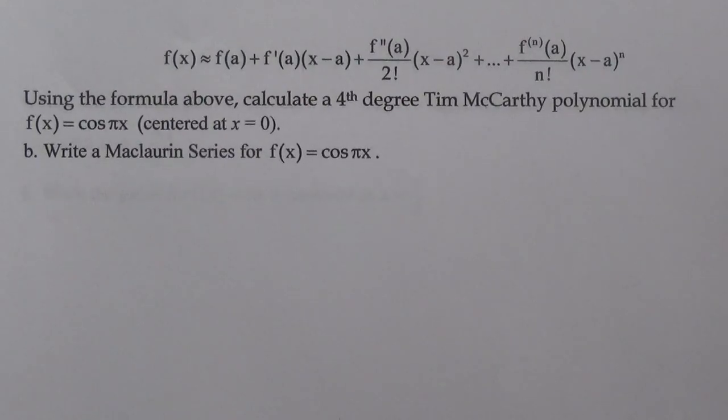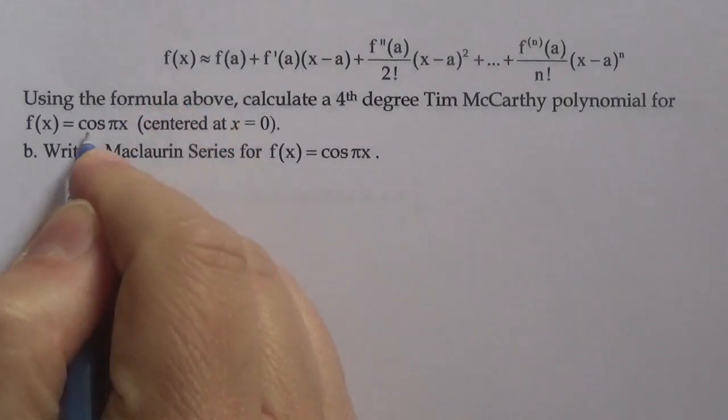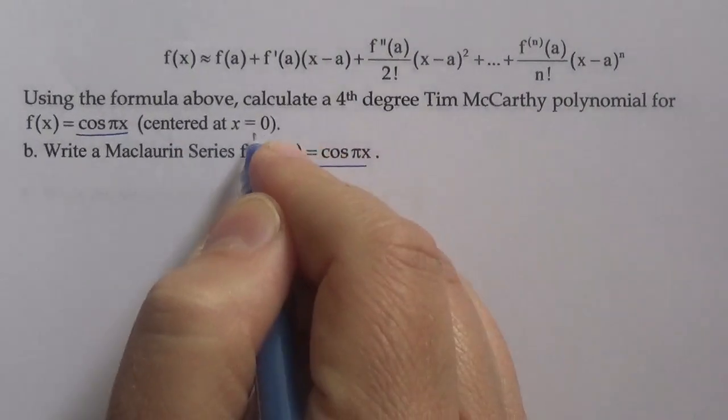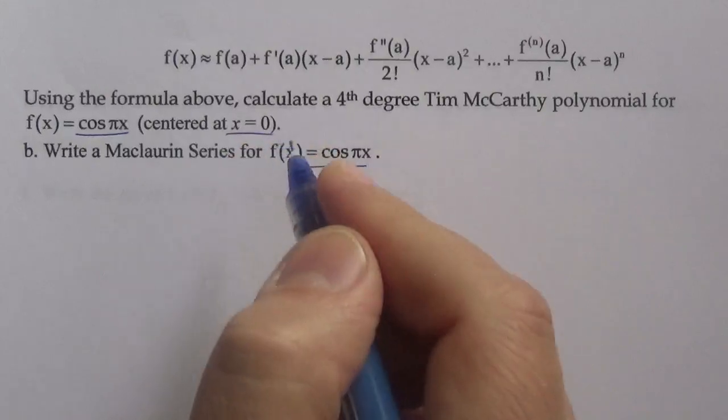Okay, so we're given cosine of pi x. We're trying to find the Maclaurin series for cosine of pi x. Why is it called Maclaurin series? Because we centered it at 0.